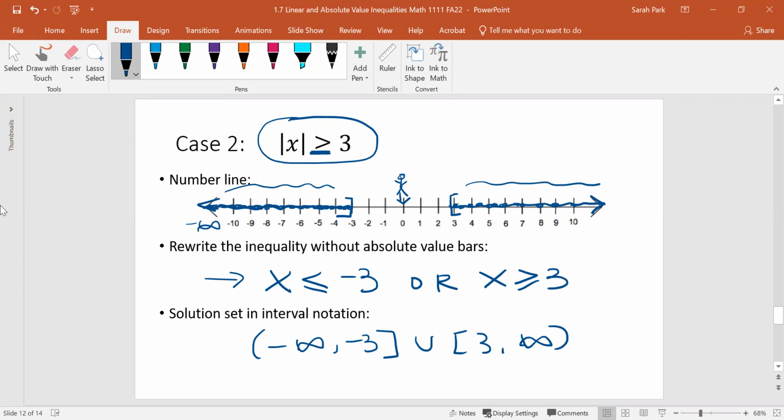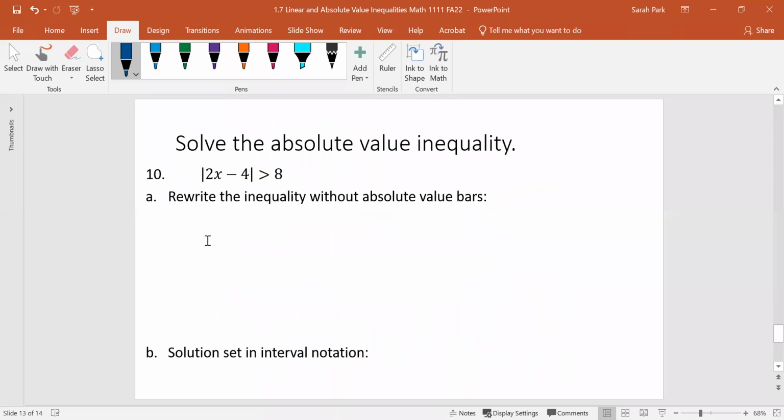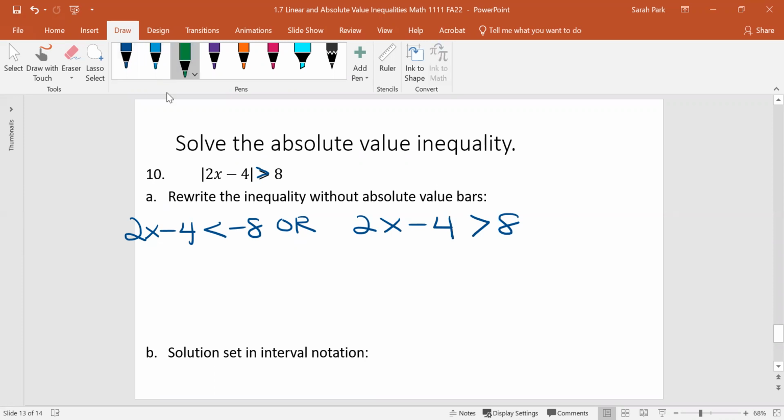So let's practice one. Solving this absolute value inequality: absolute value of 2x minus 4 is greater than 8. So we first need to write it without the absolute value bars. Because it's greater than, we know it's going to be separated into 2 separate inequalities, with an or. So we're going to write 2x minus 4 is less than negative 8, or 2x minus 4 is greater than 8. So you're dealing with 2 separate inequalities, and now you're going to solve them separately.